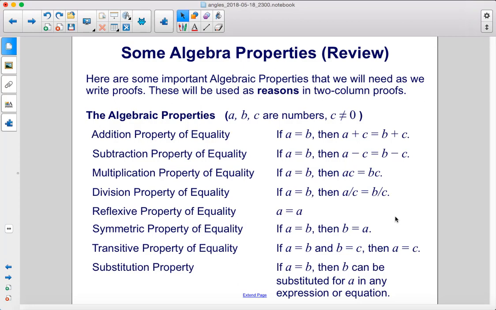Reflexive property of equality. a equals a. Symmetric property of equality. If a equals b, then b equals a. Transitive property of equality. If a equals b and b equals c, then a equals c. Substitution property. If a equals b, then b can be substituted for a in any expression or equation.